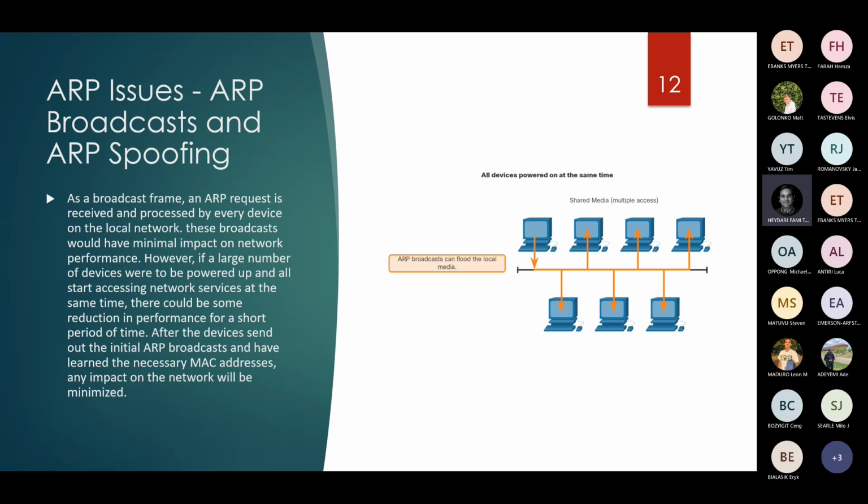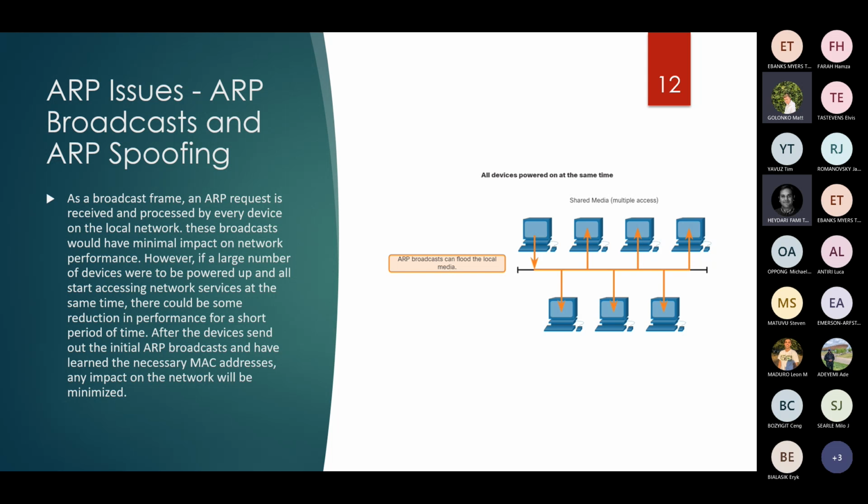Good. Move on. ARP issues, ARP broadcast, and ARP spoofing. As a broadcast frame, an ARP request is received and processed by every device on the local network. These broadcasts would have minimal impact on the network performance. However, if a large number of devices were to be powered up and all start accessing the network services at the same time, there could be some reduction in performance for a short period of time.